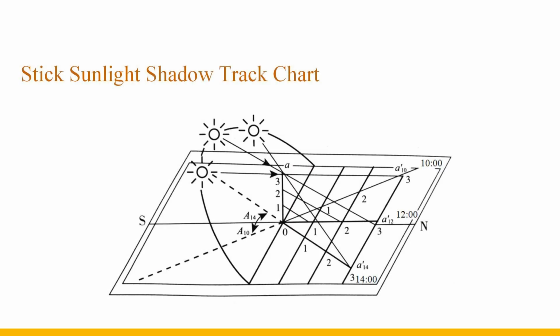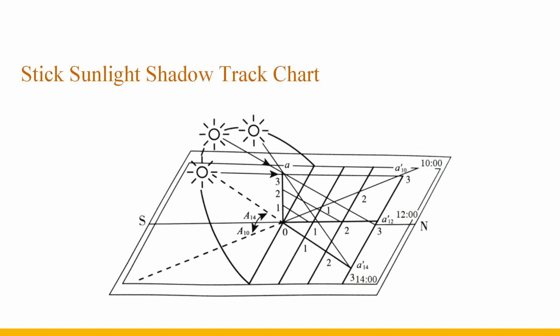This is the stick shadow trajectory diagram of the spring equinox and autumn equinox. As can be seen from the figure, the shadows of point A at the top of the stick at 10 o'clock, 12 o'clock, and 14 o'clock are A10 prime, A12 prime, and A14 prime respectively. The line connecting the 3 points represents the stick shadow trajectory of the unit height from 10 o'clock to 14 o'clock. Similarly, the stick shadow trajectory of each unit height can be obtained.